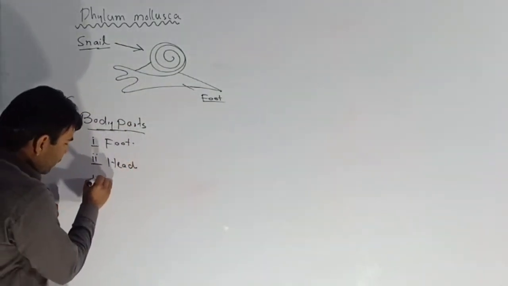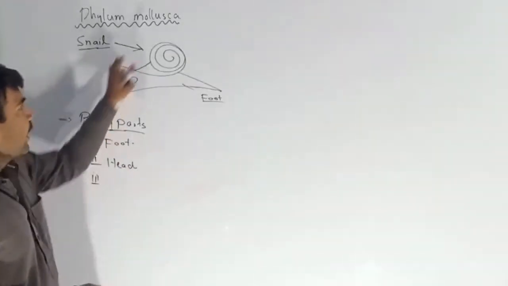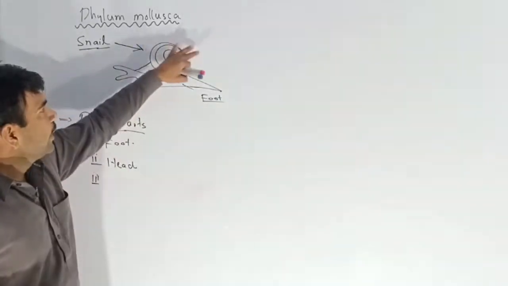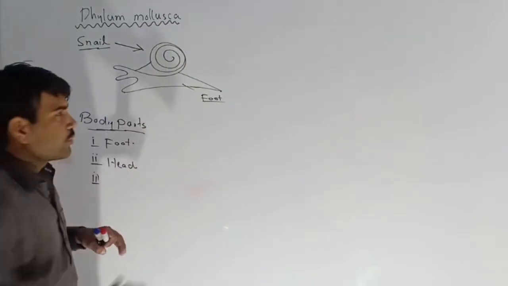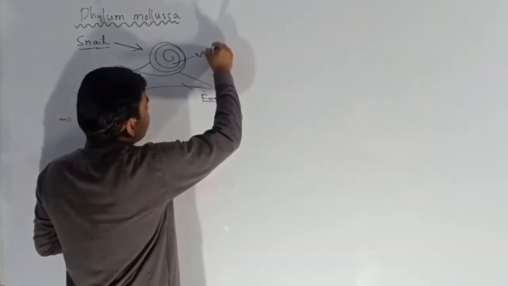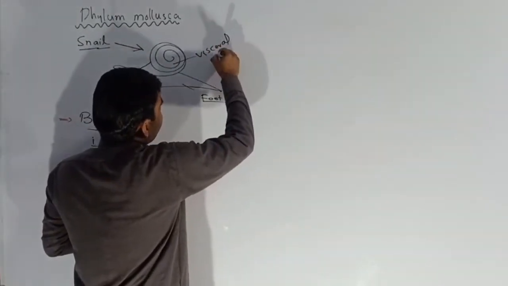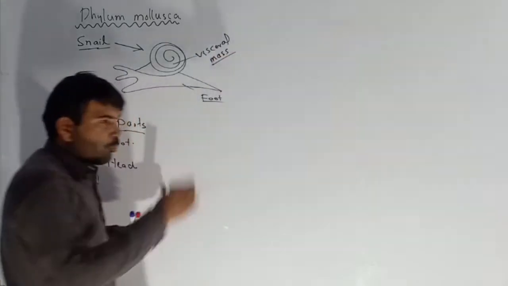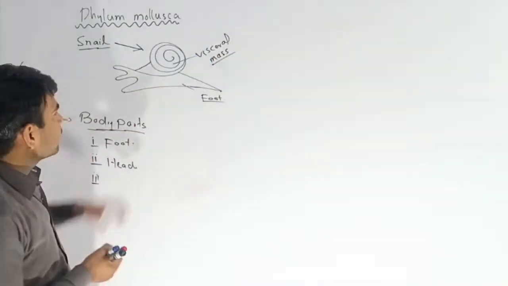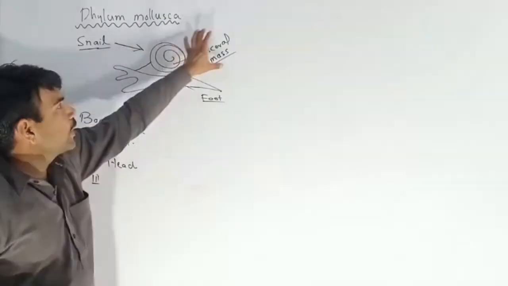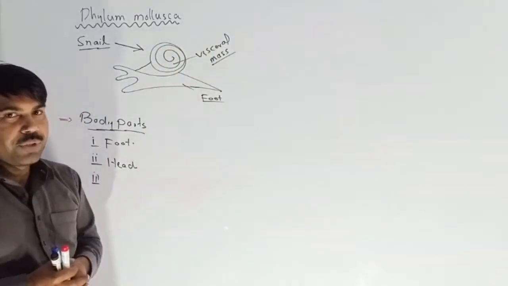And the third portion of this body is the visceral mass. This whole portion of the body is known as the visceral mass. It means all the body organs, or visceral organs, are present in this portion. So that's why this portion is known as visceral organs.